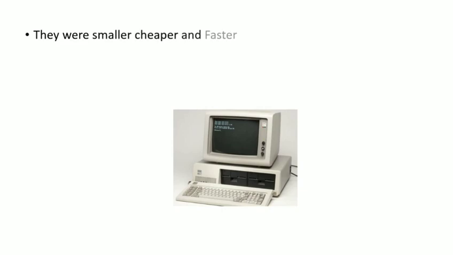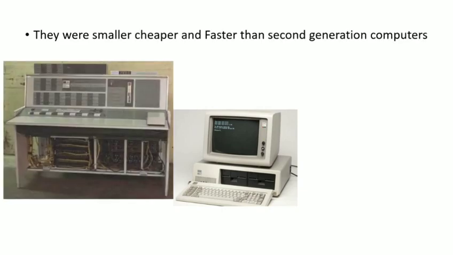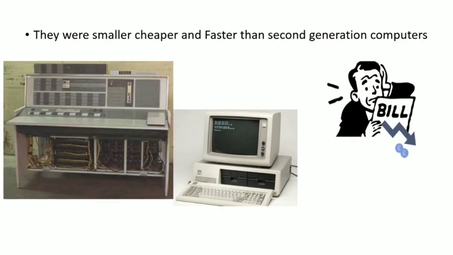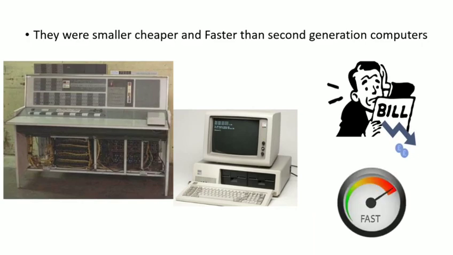Now let's learn the features of third generation computers. They were smaller, cheaper, and faster than second generation computers. Here you can compare that third generation computers were smaller than second generation computers.